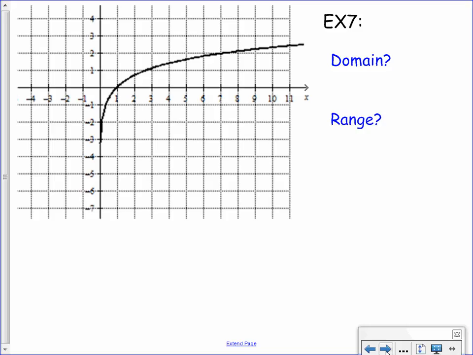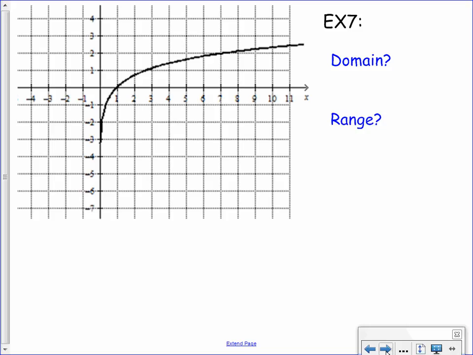Okay, which family is it? This is not a square root. This is logarithmic. How can you tell, Miss Abby? Very good. The tail is parallel to the y-axis. The question is, will it ever touch the y-axis? No, it will not.